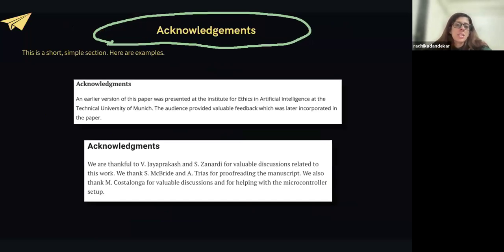The next section is the acknowledgement section. An acknowledgement section is also a simple, short section that you will be very familiar with once you do a literature study of so many papers. Every paper has an acknowledgement section. This is just a few examples that I have mentioned here. It's a short and simple section that you can write at the end as well.